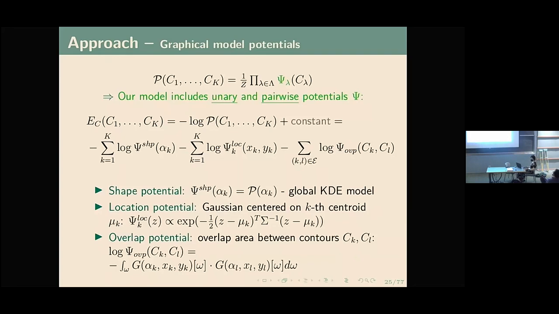The shape is a unary term, which corresponds to the non-parametric shape model from the single contour case explained before. So that kind of gray sausage thing. The location prior is a set of two-dimensional isotropic Gaussians centered on the tree crown centroids obtained from the mask RCNN. And finally, we define the overlap term between two contours simply as the negative area of their intersection. So this promotes contours that do not overlap.